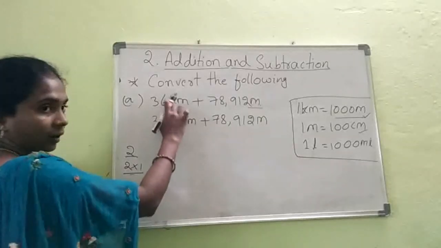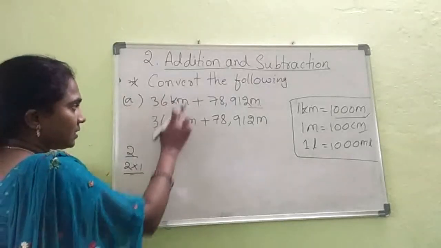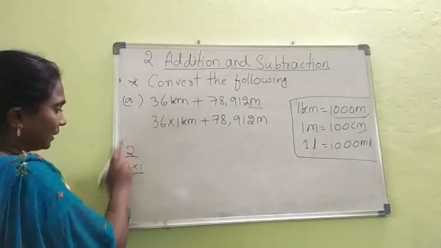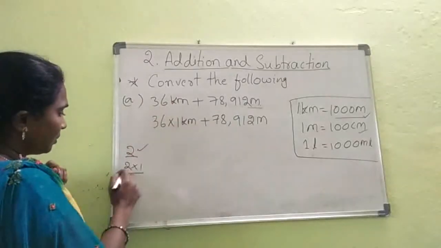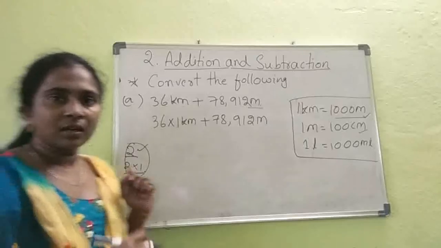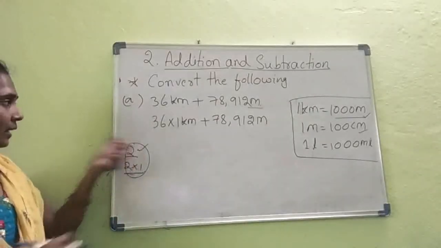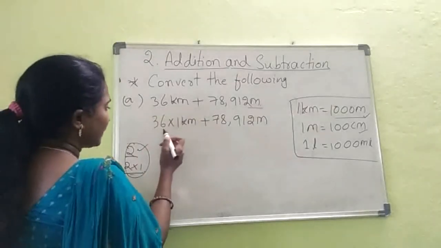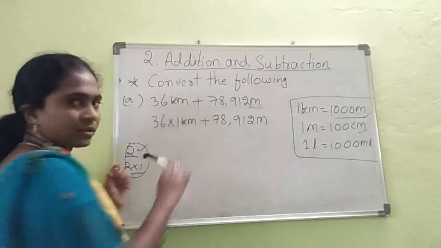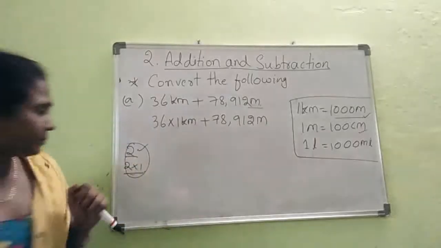Again you get the upper step; the value is not changed here. Okay. Similarly, like how we learned in the 2 table, 2 or 2 into 1, the values are the same, right? These two values are the same. Like that, 36 kilometers or 36 into 1 kilometer, the values are the same. Okay.